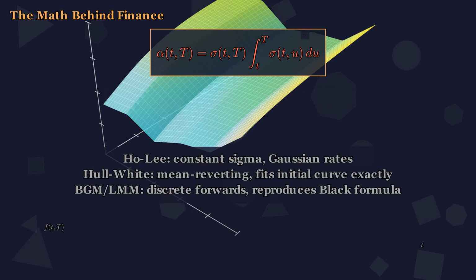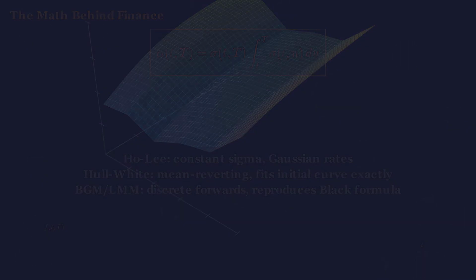Different choices of the volatility function sigma give different classical models. Ho and Lee chose a constant sigma, giving Gaussian rates like Vasicek. Hull and White added mean reversion and the ability to fit the initial yield curve exactly. Brace, Gatarek, and Musiela built the market standard model for pricing caps and swaptions by working with discrete forward rates. All of them are special cases of HJM.